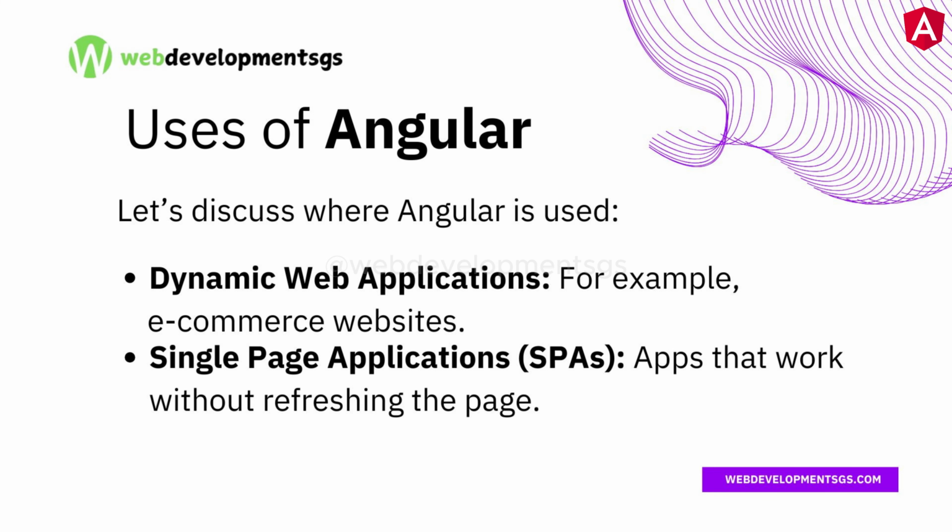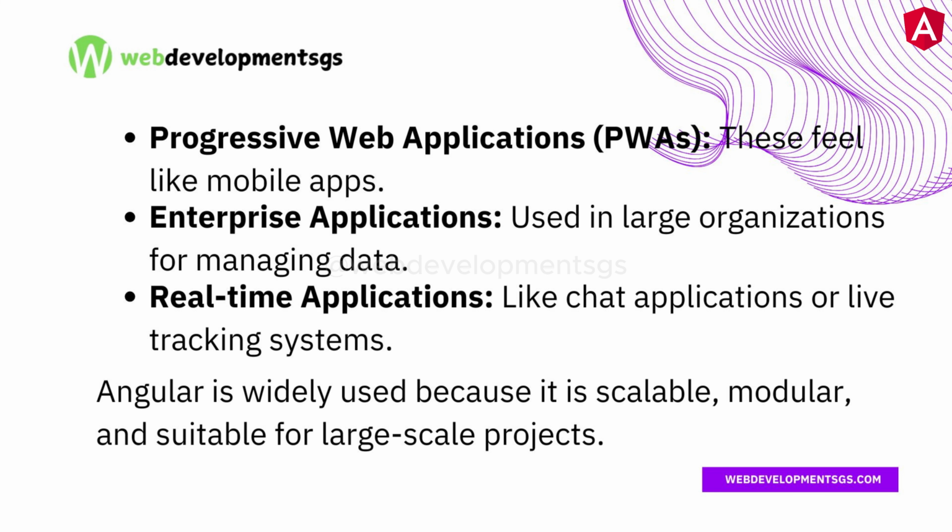Number two, uses of Angular. Let's discuss where Angular is used. Number one, dynamic web applications, for example, e-commerce websites. Number two, single page applications, like apps that work without refreshing the page. Number three, progressive web applications. These feel like mobile apps.